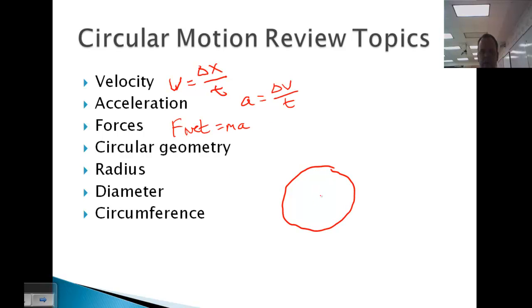Whenever we have a circle, we have the radius of the circle, the distance from the center to any point on the circle, the diameter of the circle, which is twice the radius, from one point of the circle to another point of the circle through the middle, and the circumference, the distance around a circle. The circumference is 2 pi r, or pi d.